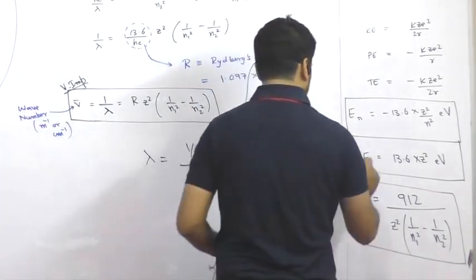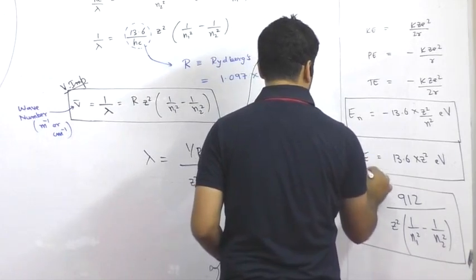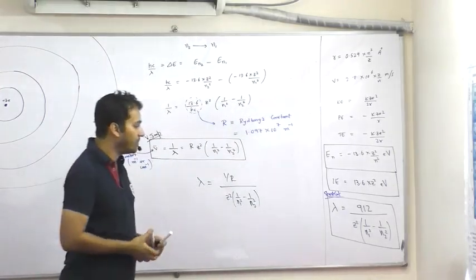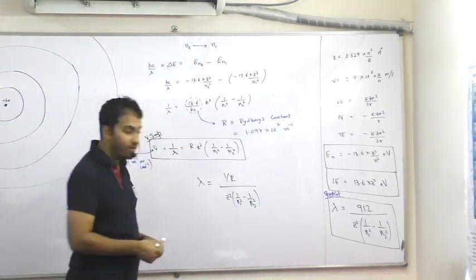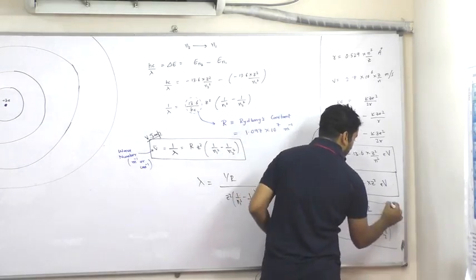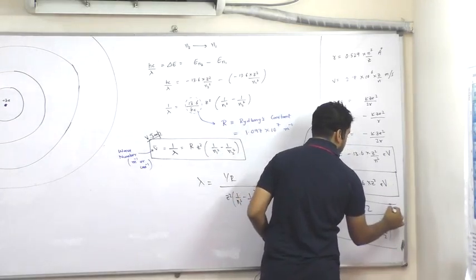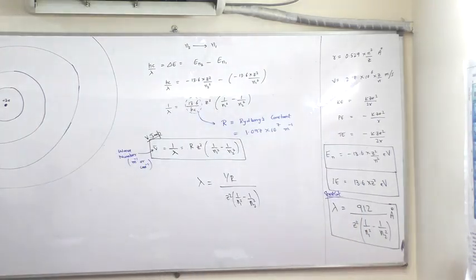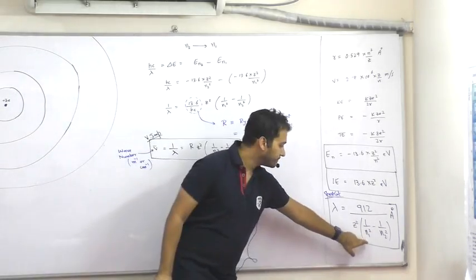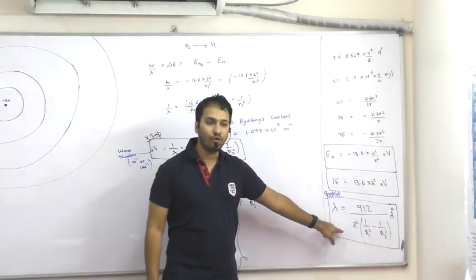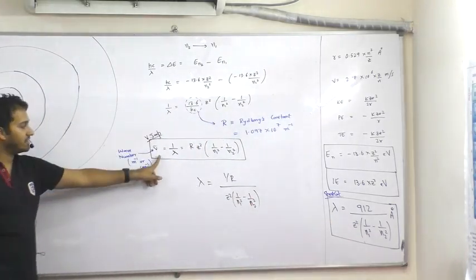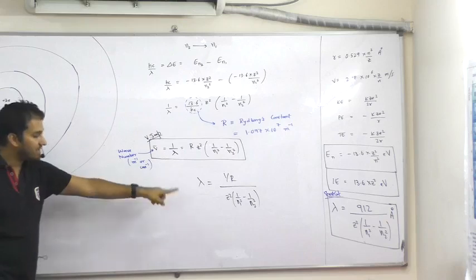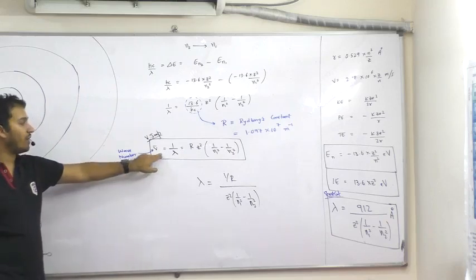You will remember this shortcut. Lambda is 912 upon Z square, 1 by n1 square minus 1 by n2 square, and this will give you the wavelength of the emitted photon directly, in Armstrongs. I have done the math for you, but do not use this in school. In school they will not recognize this formula. In school and boards they will recognize the original formula. So that is a shortcut for exams. The original is what you have to use in school.